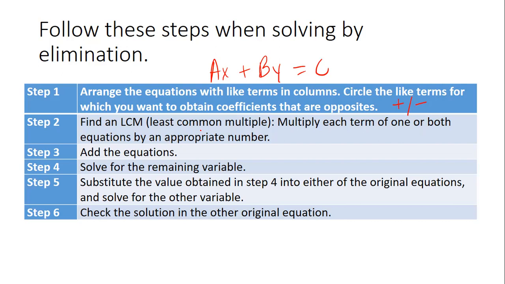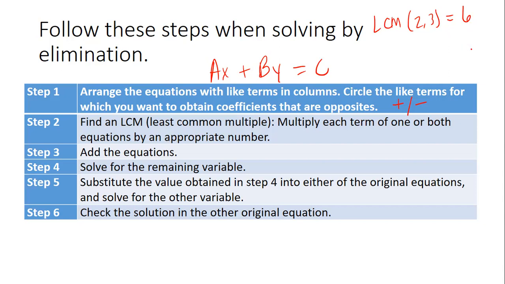Step 2 is to find an LCM, least common multiple, and multiply each term of one or both of the equations by an appropriate number, okay? So LCM is the smallest number that both can divide evenly into, right? So let's just do a little middle school check. If I ask you for the LCM of 2 and 3, what is the smallest number that 2 and 3 both divide evenly into? 6. The least common multiple is 6.